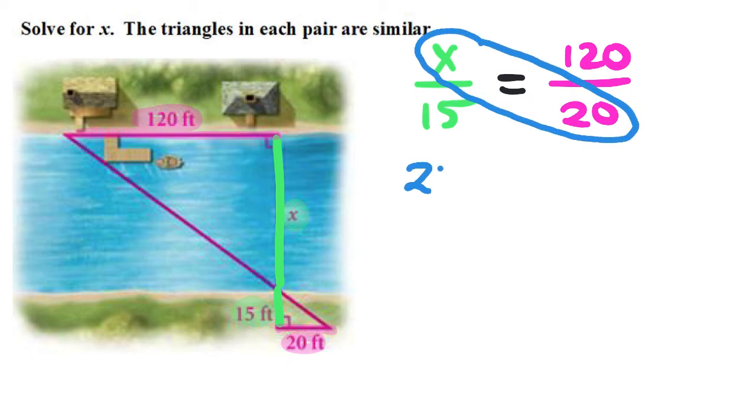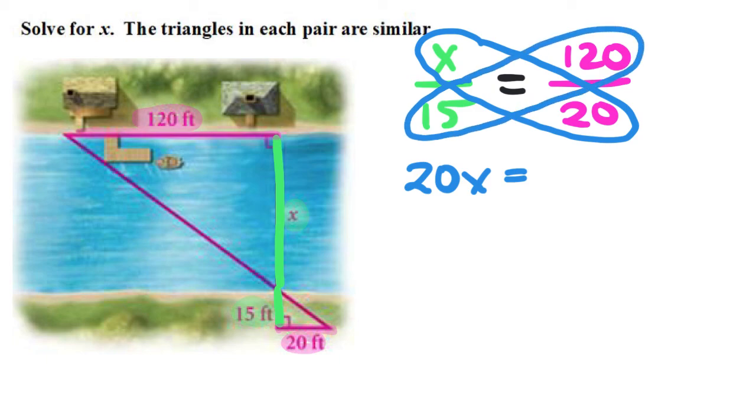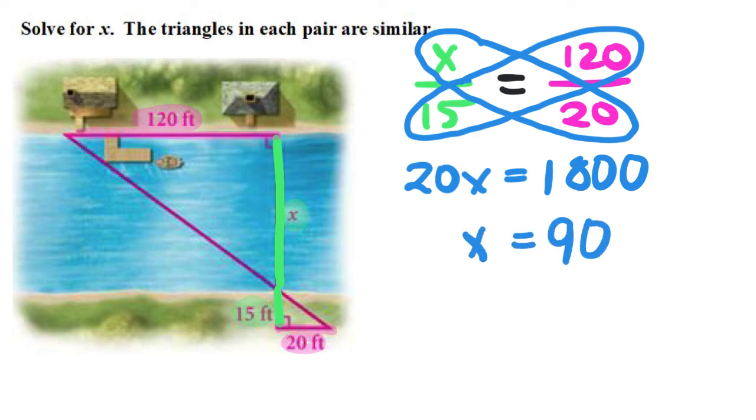So you'll have 20x is equal to 15 times 120, which gives us a value of 1,800. When I divide both sides by 20 to solve for x, you get x is equal to 90. And your units are feet, so the answer is 90 feet.